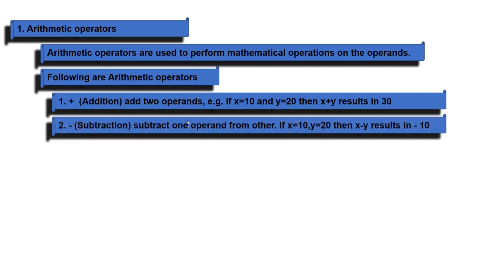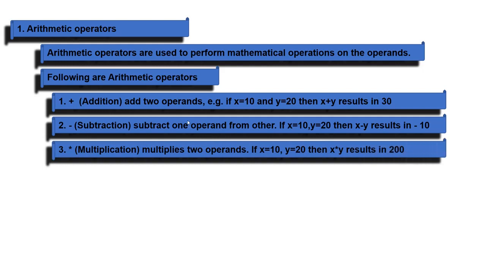Subtraction operator. The subtraction operator, that is hyphen, is used to subtract one operand from another. That is, if x is equal to 10, y is equal to 20, then x minus y will result in minus 10. Multiplication operator. The multiplication operator multiplies two operands. The asterisk symbol is used to perform multiplication in computers. So if x is equal to 10, y is equal to 20, then x into y results in 200.